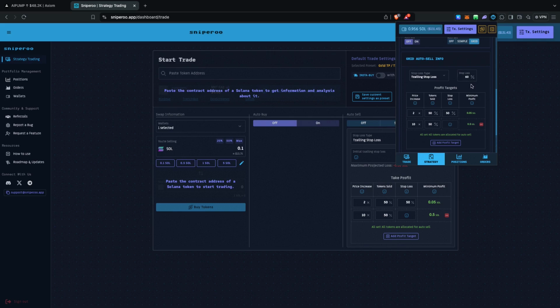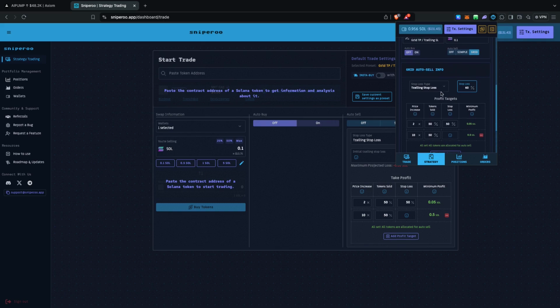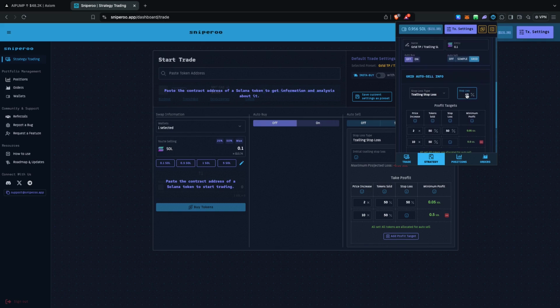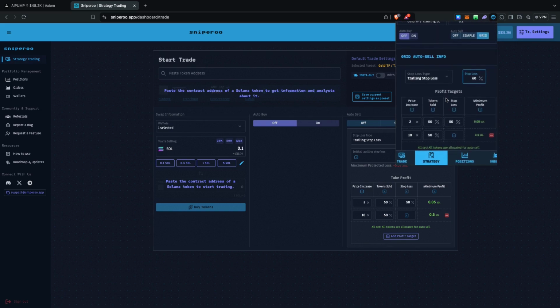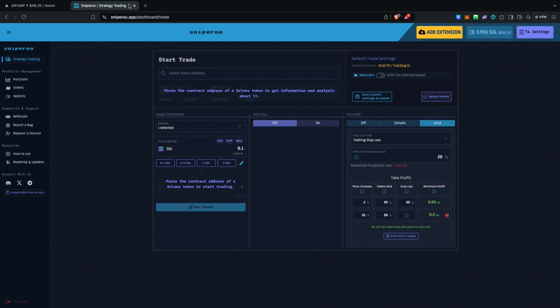If you really want to be aggressive, you can always put your initial trailing stop loss at 20%, but that's going to trigger you out at minimal profit. This is one of the reasons why my trailing stop loss is at 60%. So this is very important.